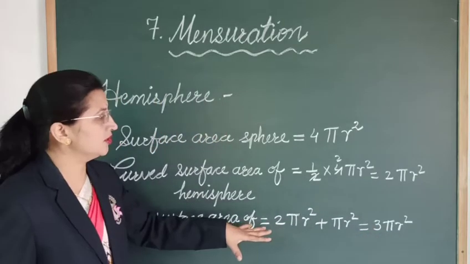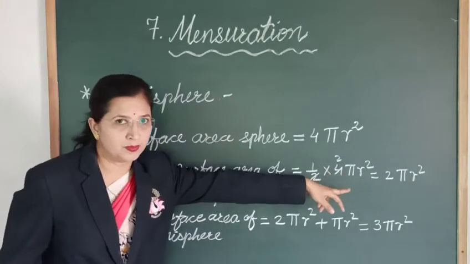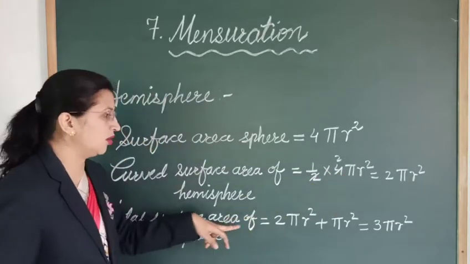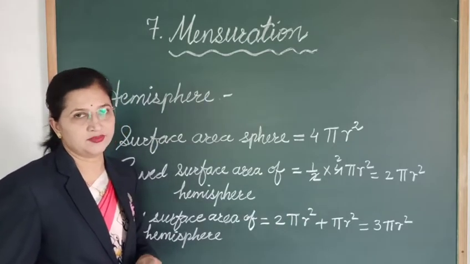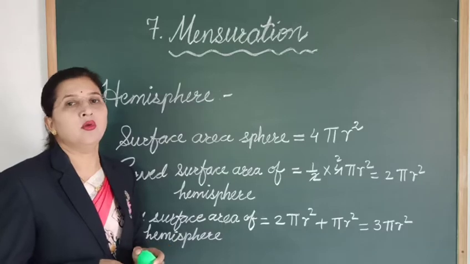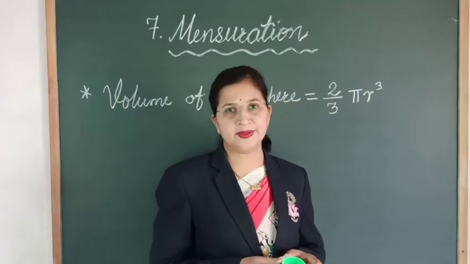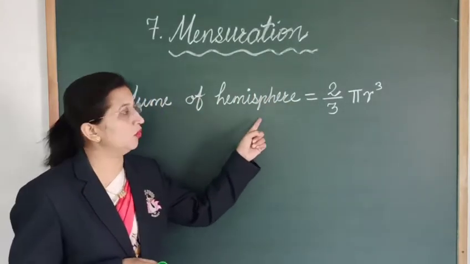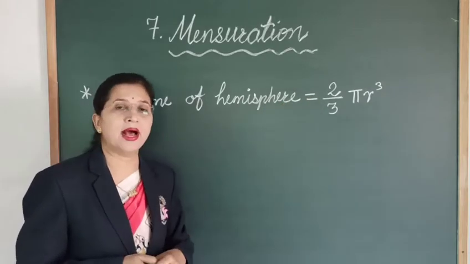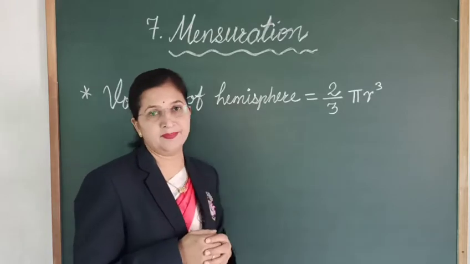So dear students, this is the curved surface area of the hemisphere, 2 pi r square, and this is the total surface area of the hemisphere, that is 3 pi r square. Now let's see the volume of the hemisphere. The formula is volume of hemisphere is equal to 2 upon 3 pi r cube. But how did this formula come?